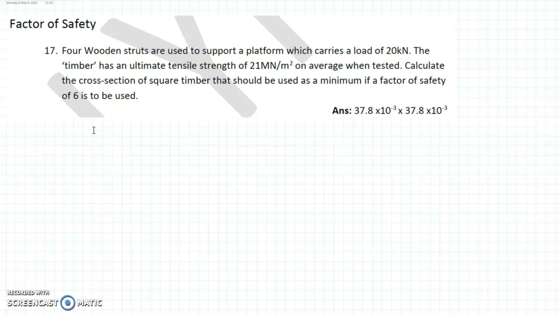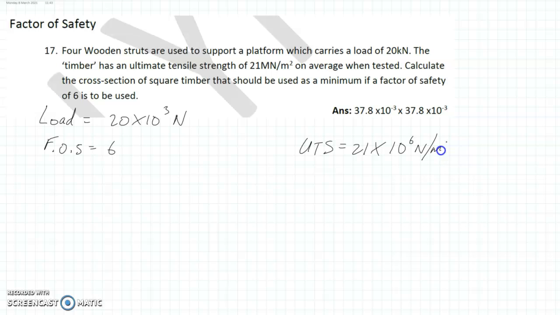Right, the load equals 20 by 10 to the 3 newtons. The factor of safety, FOS, equals 6. And the ultimate tensile strength, UTS, is 21 by 10 to the 6 newtons per metre squared. And calculate the cross-sectional area.